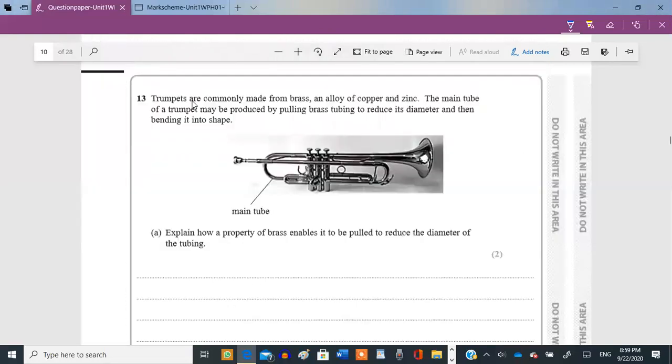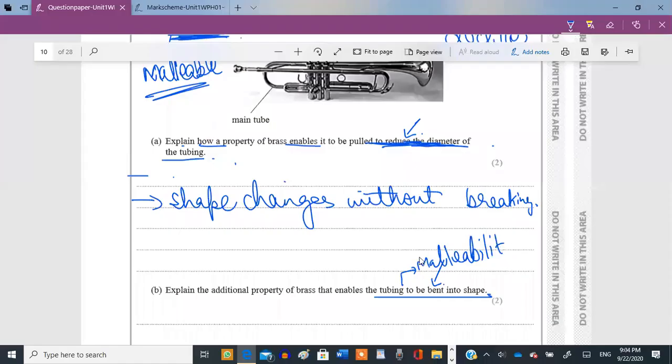Then 13. Trumpets are commonly made from brass, an alloy of copper and zinc. The main tube of the trumpet may be produced by pulling the brass tubing to reduce its diameter and then bending its shape. Explain how the property of the brass enables it to be pulled to reduce the diameter of the tubing. So they asked for the reduction in diameter in the first part and why it can be bent into shape in the second part. So bending is due to the malleability because it changes shape.